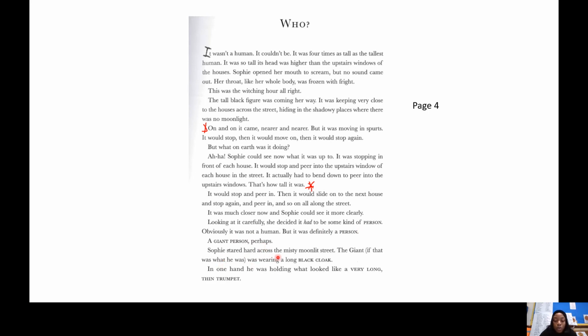Sophie stared hard across the misty, moonlit street. The giant, if that was what he was, wore a long, black cloak. In one hand, he was holding what looked like a very long, thin trumpet.